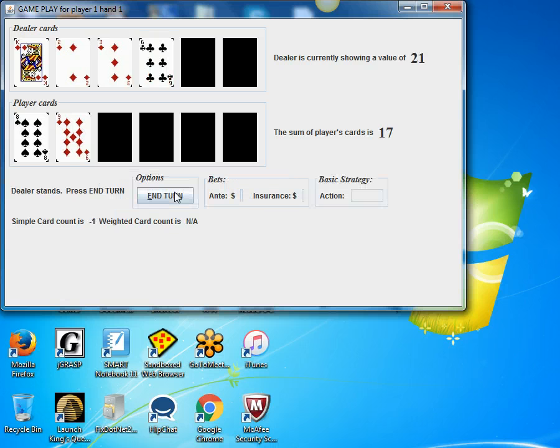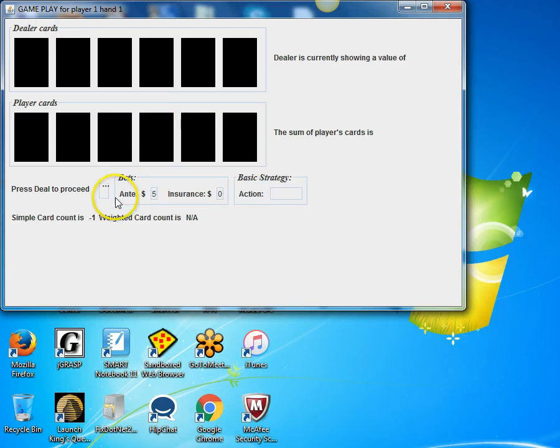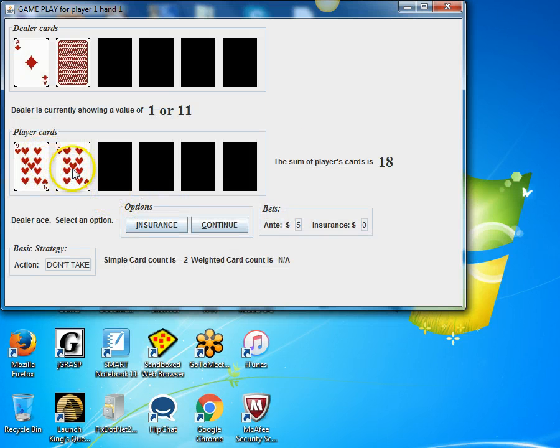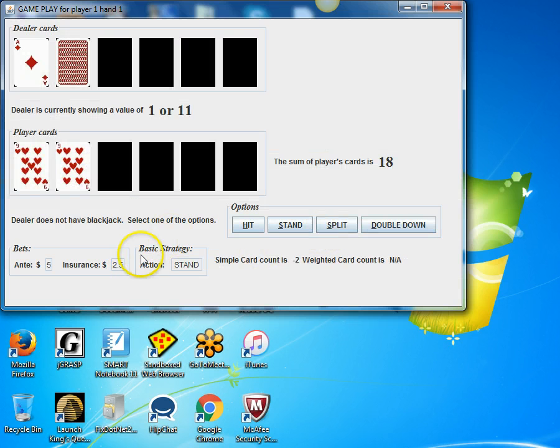Let's see if we can win a hand at least. Jesus, the dealer is brutal, and the card count is still negative. So, all right, let's try this. I have 18. Do I want to insure an ace? Typically, you don't take insurance, but let's go ahead and take it anyway. Okay, so I did bet half my bet as insurance. I continue. Well, the dealer didn't end up having blackjack, so I lost.